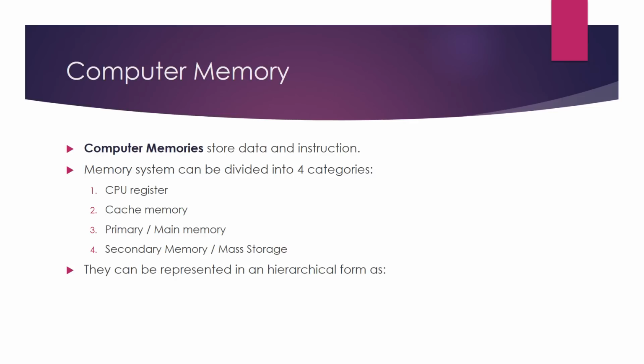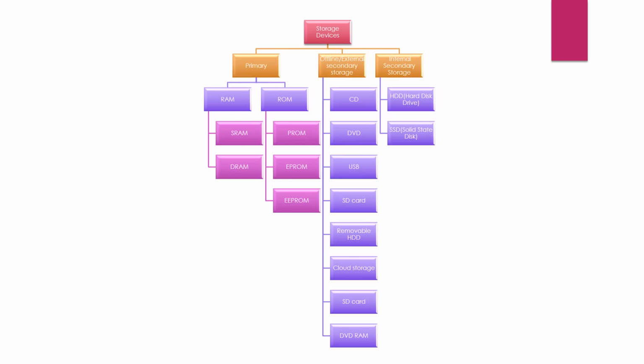And they can be represented in a form, like you can see. So it's just three types of memory: primary, secondary, and external. Primary has two more types, RAM and ROM. RAM has more types, and ROM has three types and RAM has two types.